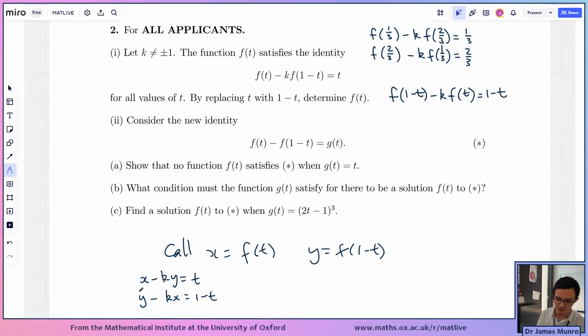So here I'm going to rearrange this one for y since I want x's. And I'll get something like x minus k. Now what's this y? I guess it's 1 minus t plus kx. And this is going to be equal to t on the right hand side. I've plugged in the second equation into the first equation.